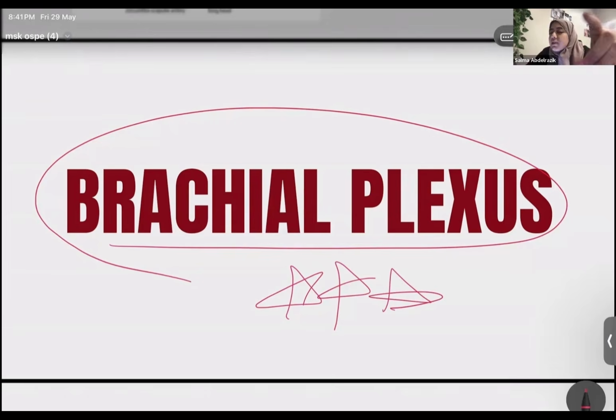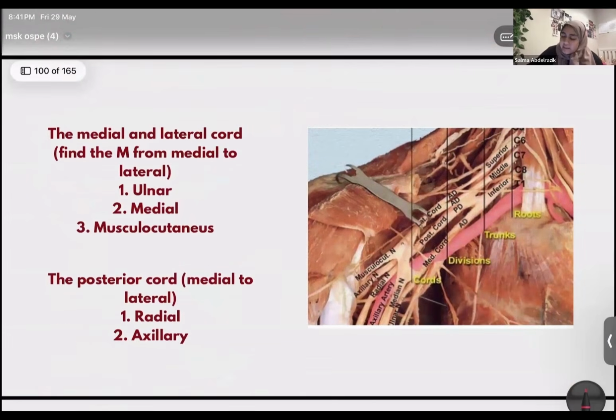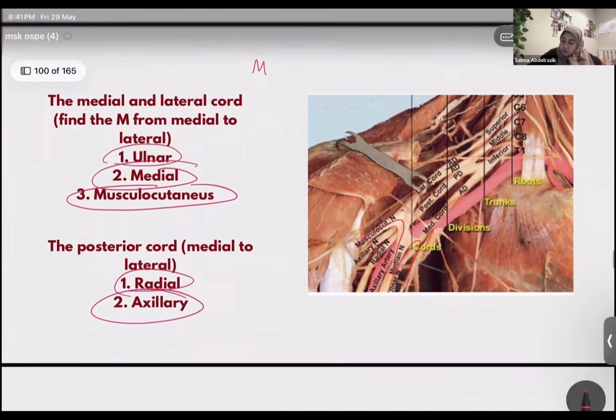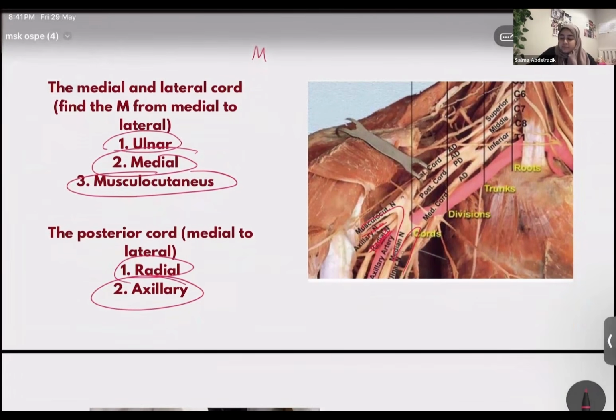Thank God for OSPE, you just need to know one point and one point alone, which is the M, guys. The M over here. Medial to lateral: medial is ulnar, then median, then musculocutaneous. The posterior cord, medial to lateral, has radial and axillary. Cool? So axillary and radial: radial is more medial, axillary is more lateral. Musculocutaneous is lateral. Median is in the middle. This is median, not medial. And we have the ulnar one.